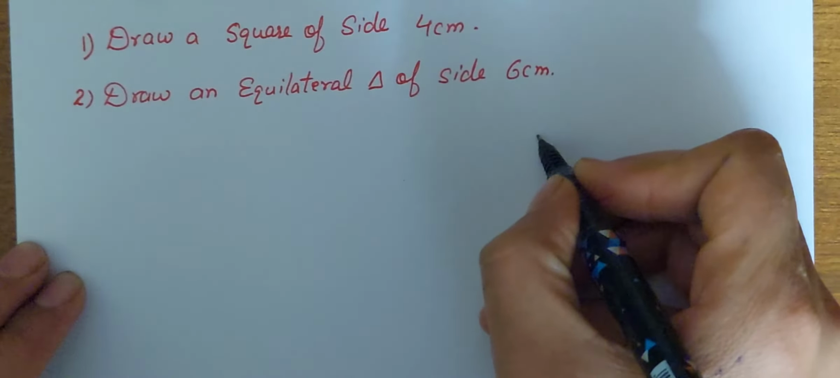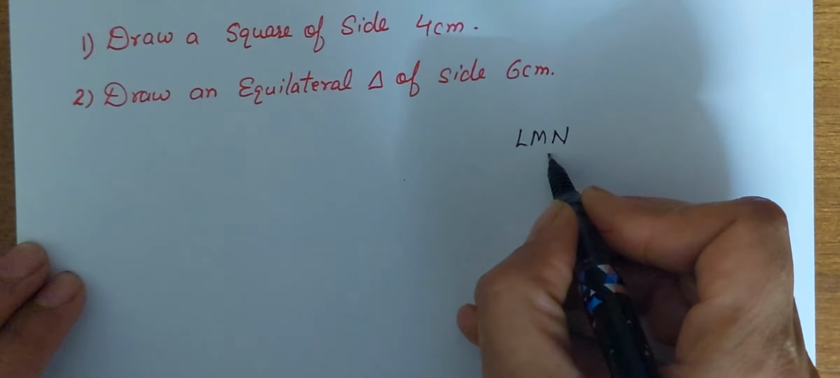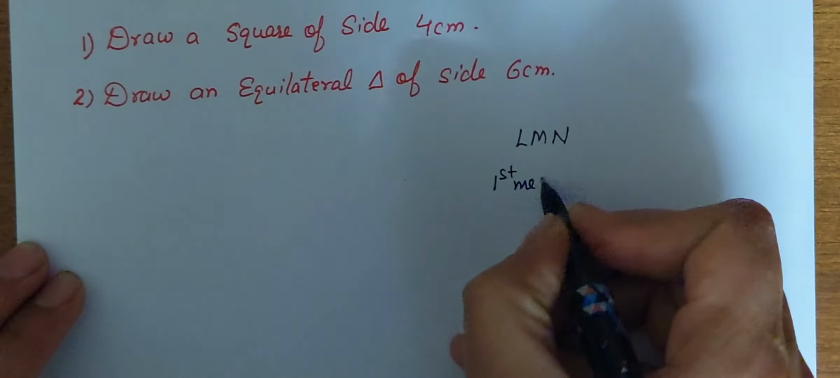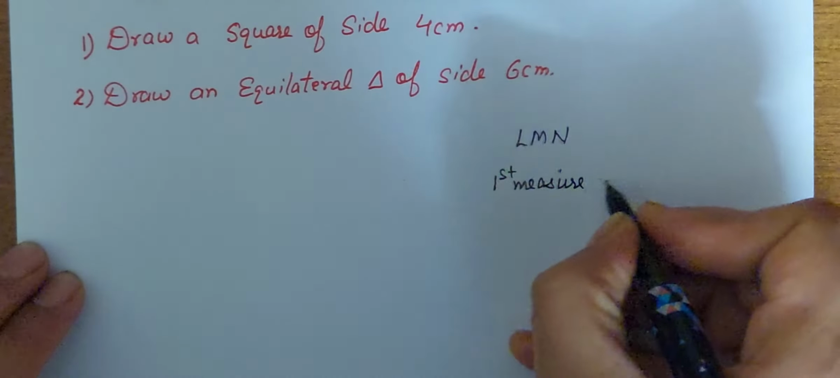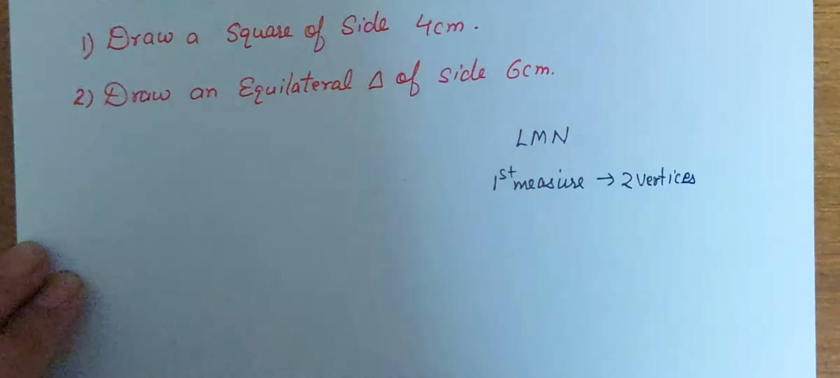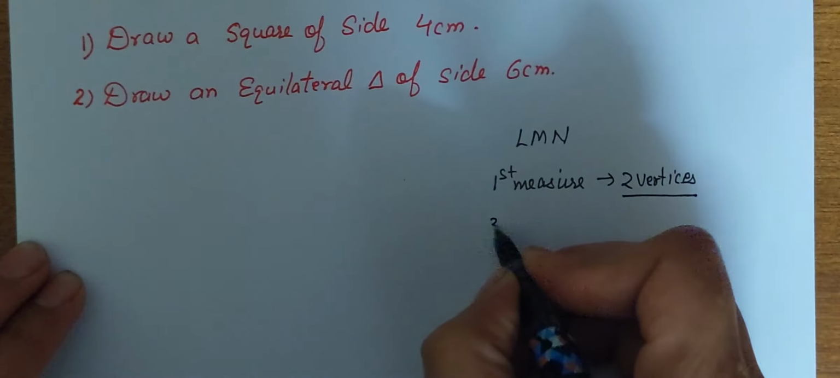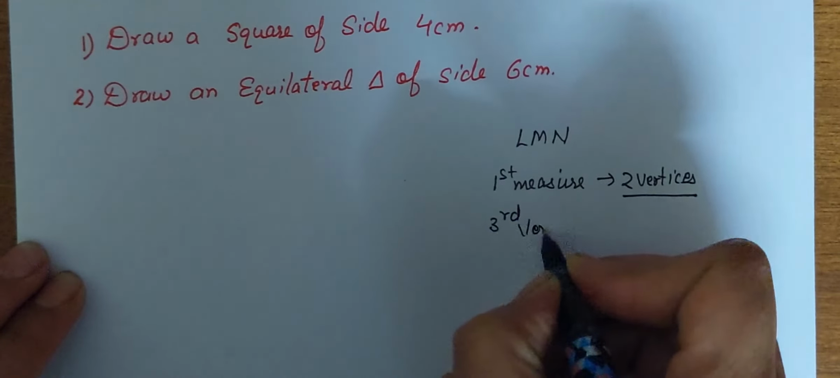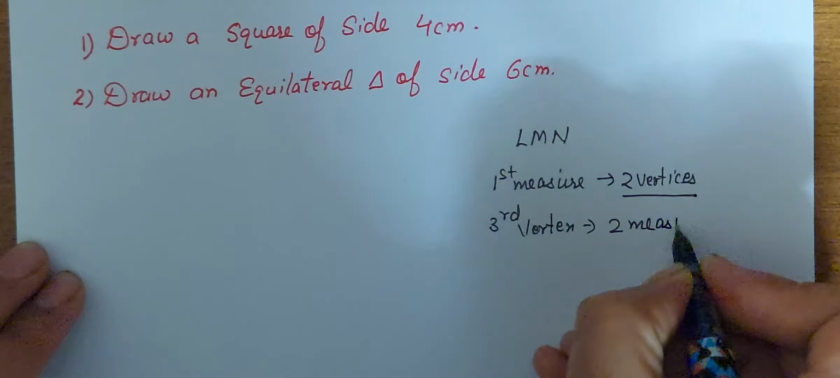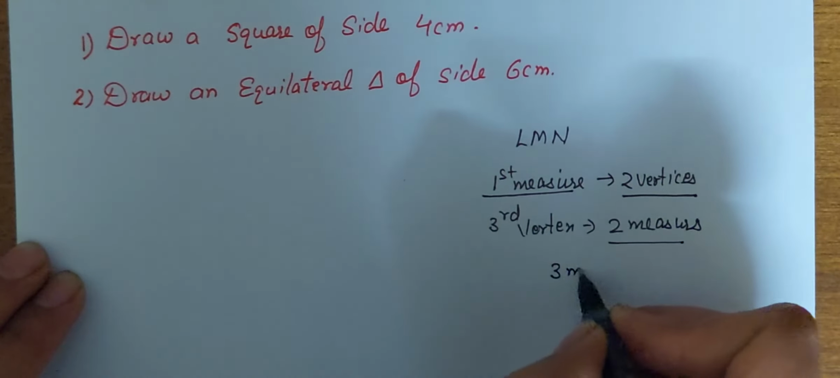Suppose the triangle is LMN. The first measure locates 2 vertices. And because 2 vertices are already there, for the third vertex we need 2 measures more. So how many are there now? That means we only need 3 measures.